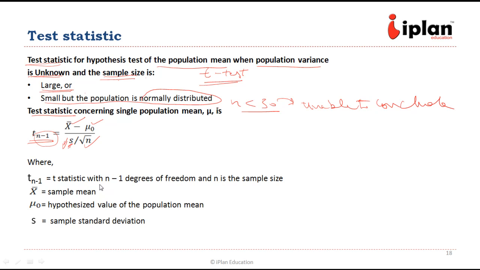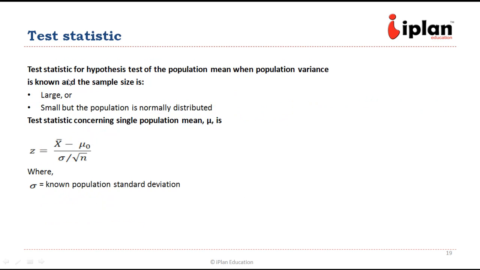Let us take a few other cases for test statistics. Suppose we are testing for the population mean when population variance is known and the sample size is either large or the population is normally distributed. So we conduct the z-test. We have already seen the formula x bar minus mu by standard error, which is given by sigma by root n. Here sigma is given for the population. So this was the simple case.